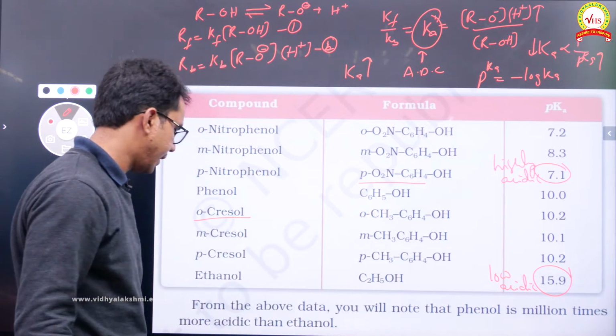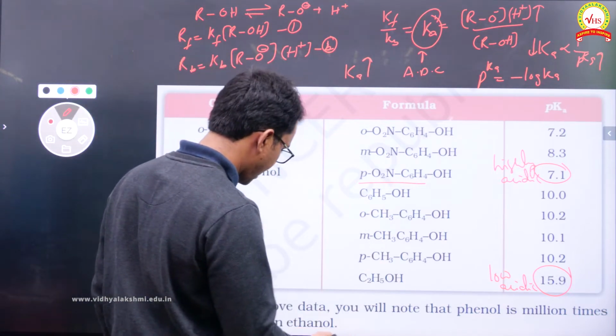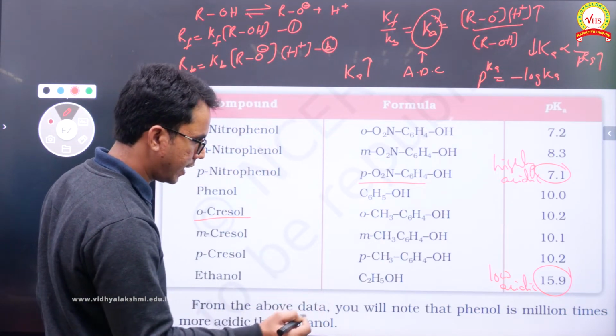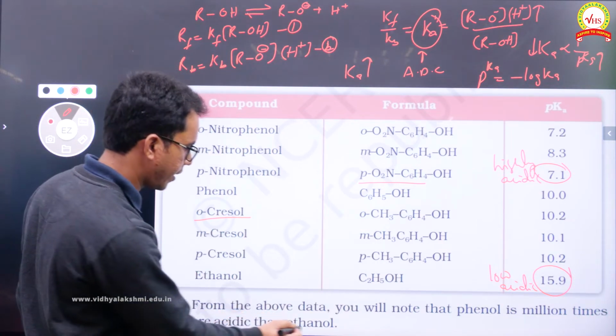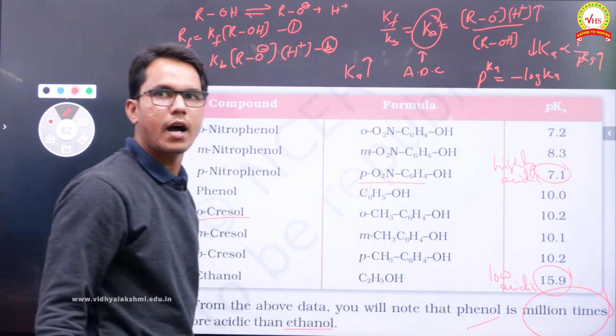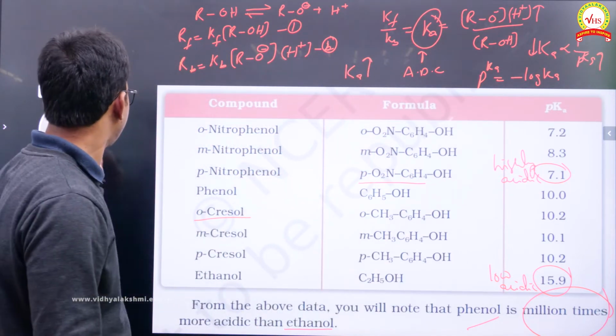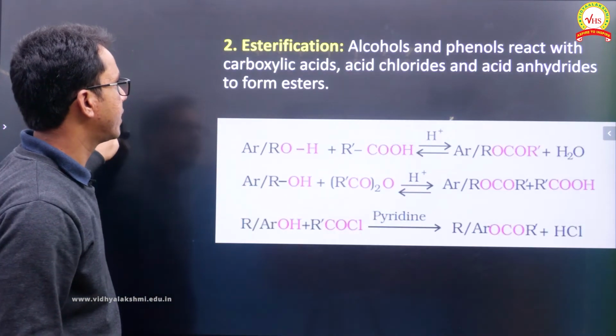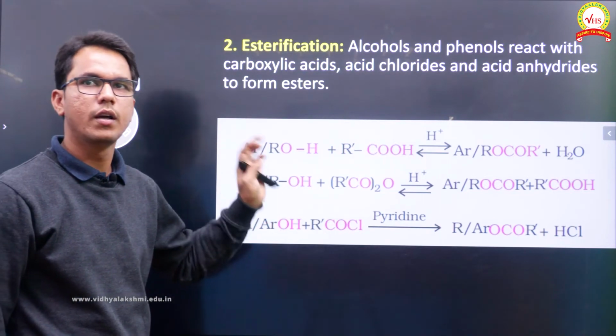If you compare the acidic nature of alcohols and phenols, especially ethanol and phenol, phenol is a million times more acidic than alcohol or ethanol. It is because of the stabilization of the conjugate base in the case of phenol, right?